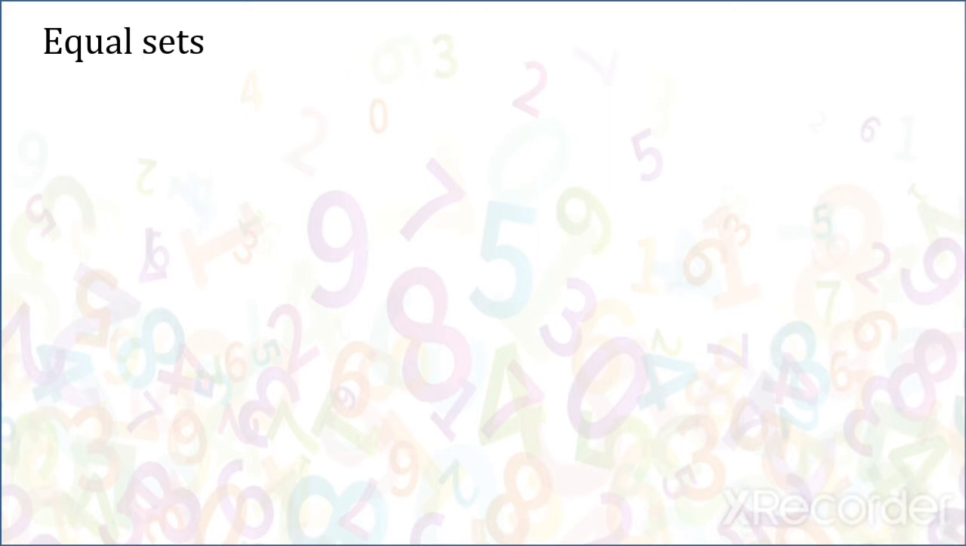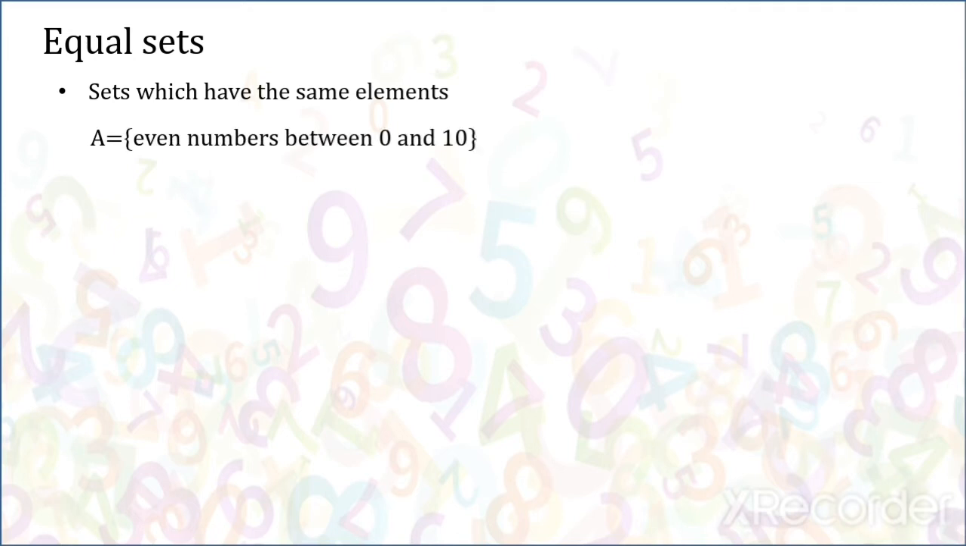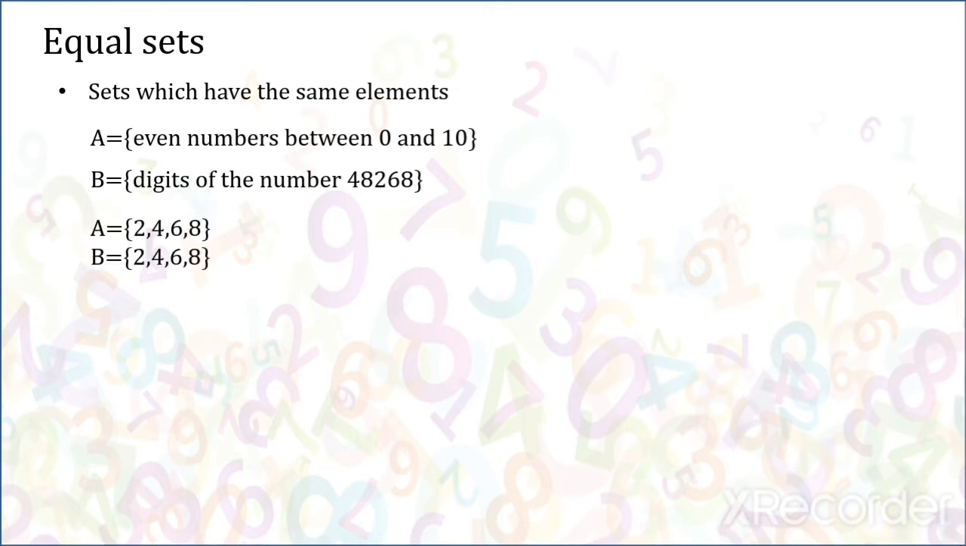Then equal sets. Sets which have the same elements. Here I have given an example. A, even numbers between 0 and 10. B, digits of the number 4, 8, 2, 6, 8. If we write the elements for A, it will be 2, 4, 6, 8. If we write the elements for B, it is 2, 4, 6, 8 again. So they are equal, but two different sets.